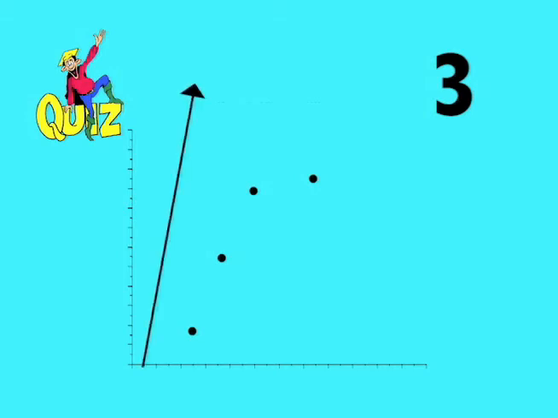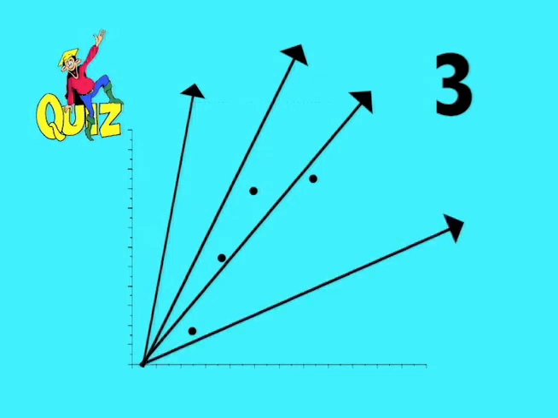Question number 3. Which graph represents the most accurate line of best fit? A, B, C, or D? C is the correct answer.